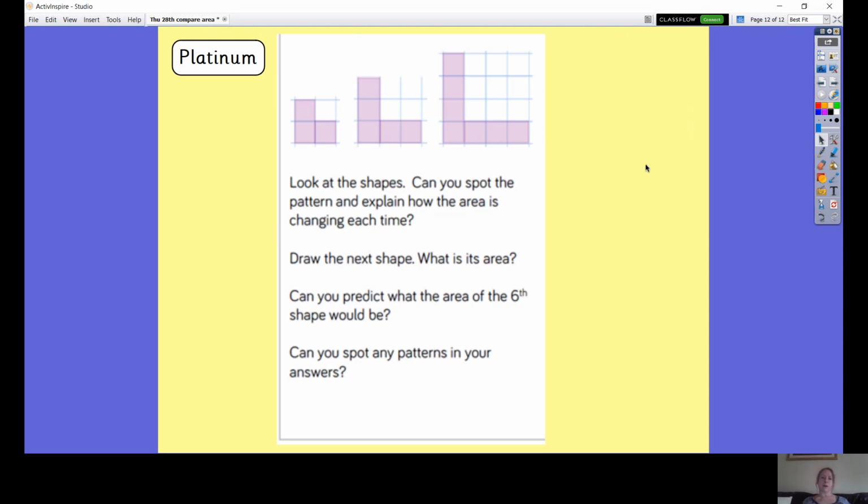So have a go at that one, and then when you've done that, you can share with us on Dojo what you find out, and we will look forward to seeing that.